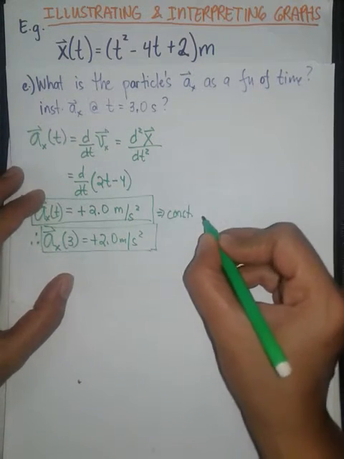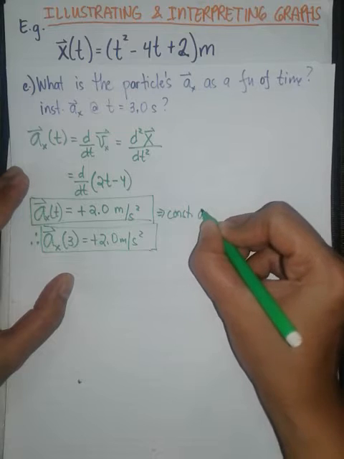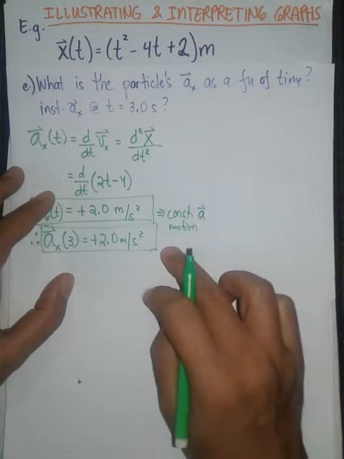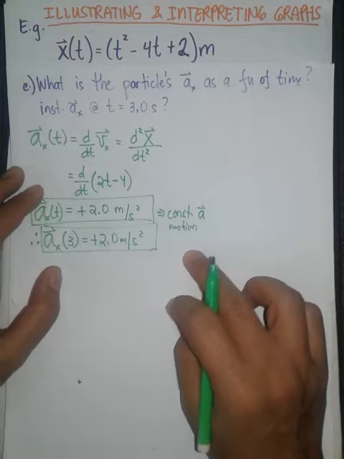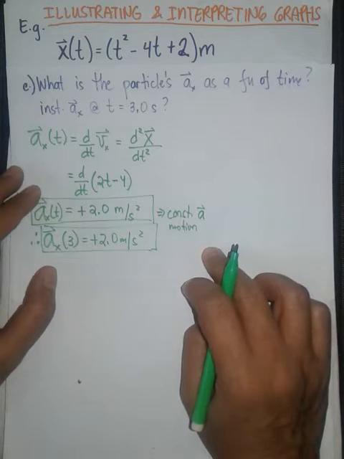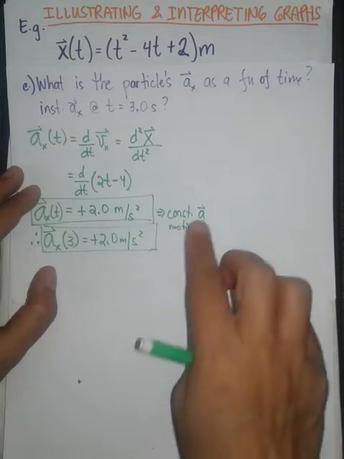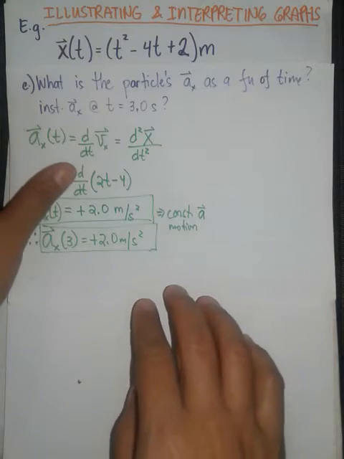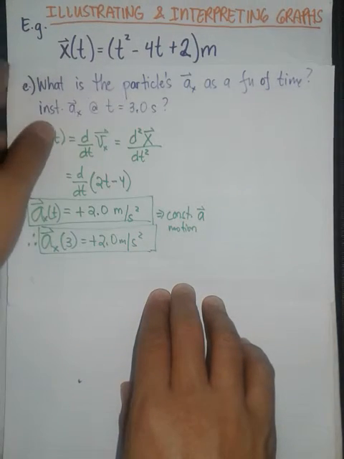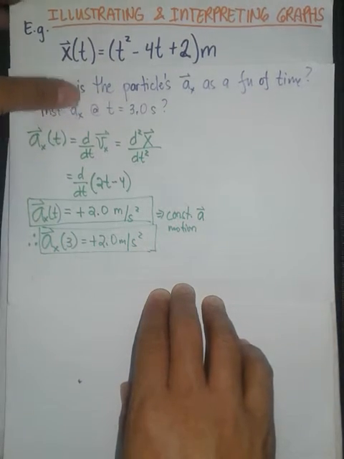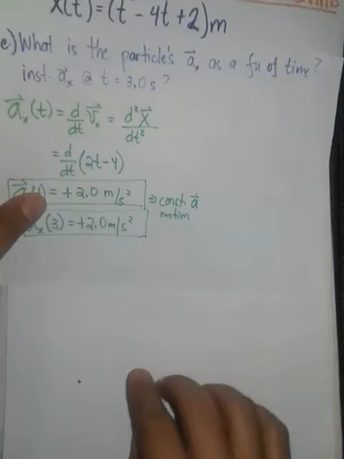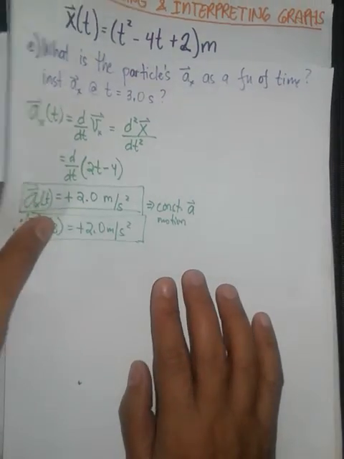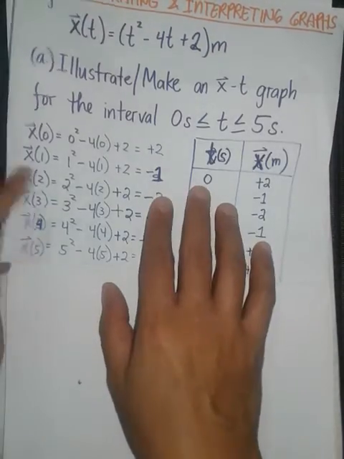So, what's the physical meaning of a constant acceleration? Okay, so this is an example of constant acceleration motion. Other physicists call it uniformly accelerated motion, or UAM. So what's the physical meaning of a motion whose acceleration is constant? Let's find out. To answer that, let us sketch first the velocity versus time graph and the acceleration versus time graph here.